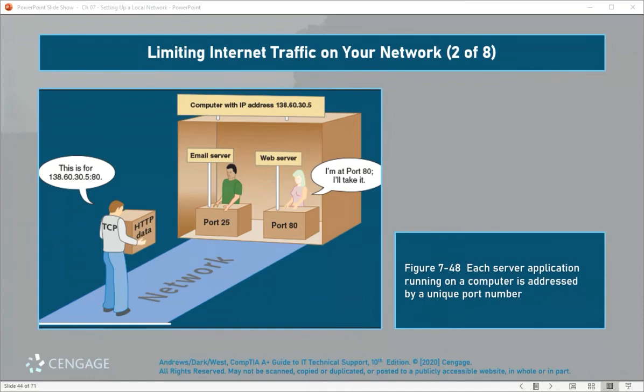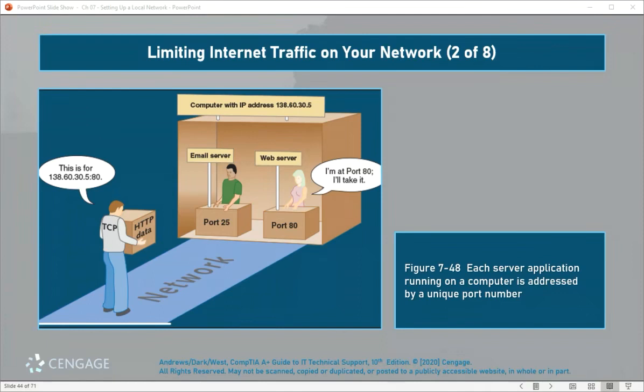On the left-hand side, we see that there is an email server listed at port 25. On the right-hand side, we have a web server listed at port 80. So we have IP address 138.60.30.5. The TCP packet says this is for 138.60.30.5:80. So the colon is basically just a reference number indicator that says what's coming after this colon is the program that essentially is requesting or is assigned this particular item.